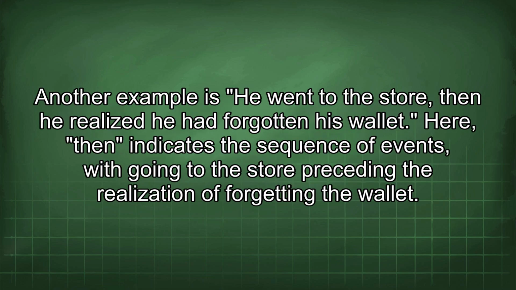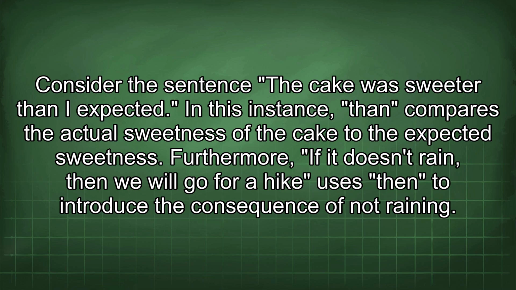Another example is, he went to the store, then he realized he had forgotten his wallet. Here, then indicates the sequence of events, with going to the store preceding the realization of forgetting the wallet. Consider the sentence, the cake was sweeter than I expected. In this instance, than compares the actual sweetness of the cake to the expected sweetness.